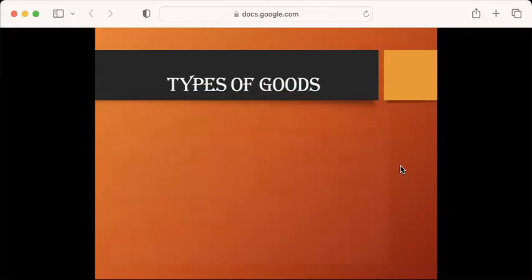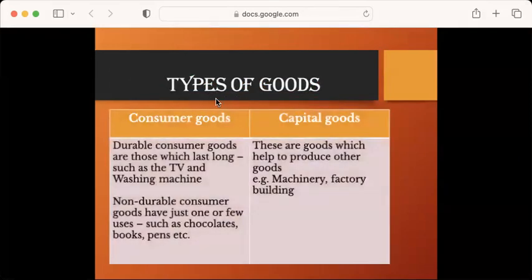Right. Next, consumer goods can once again be divided into two different types: durable and non-durable. What do we mean by durable? Out of the examples of consumer goods I gave earlier, if you talk about a TV or washing machine, once we buy this, we are not going to use it for 1 day or 2 days or 3 days and throw it away. We will be using this for a while, sometimes for years. So these are what we call durable goods.